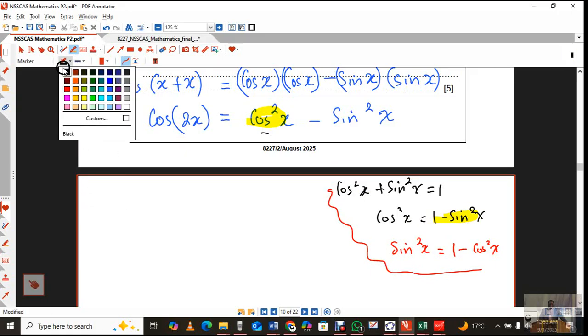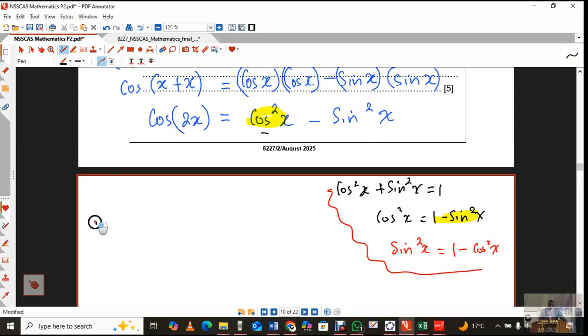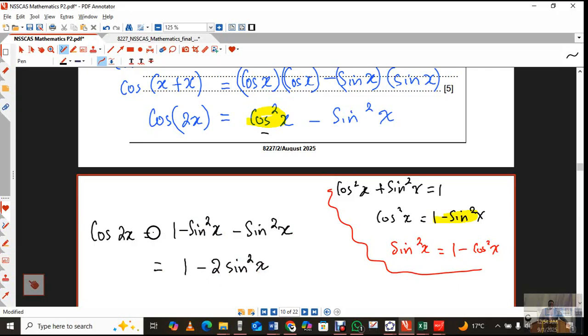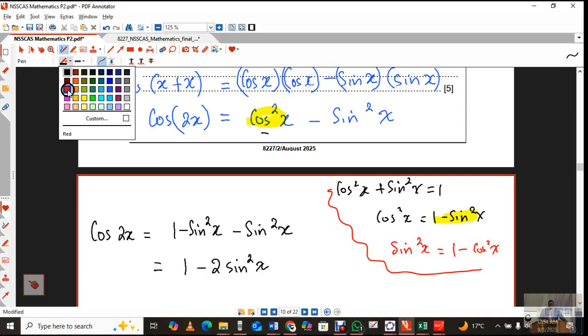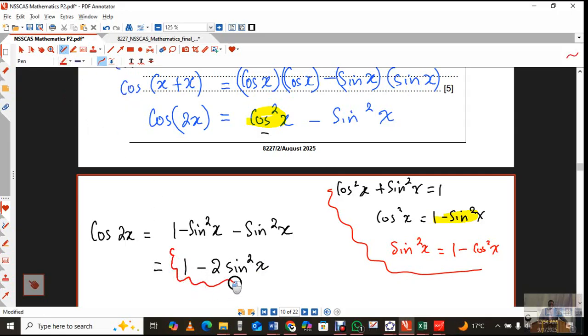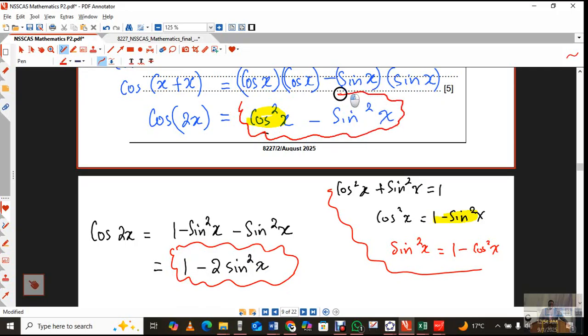So cos of 2x is the same as, replace that with 1 minus sine square x, minus sine square x. This is going to be 1 minus 2 sine square x, right? And let me just go ahead and put this in a cloud. So there's one, and this is another one, okay?